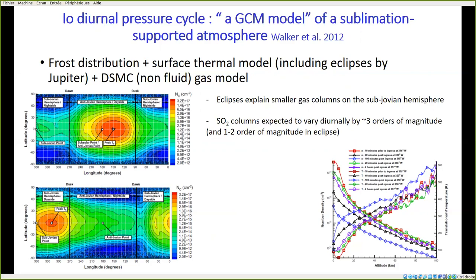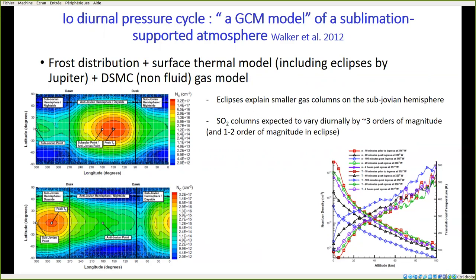So here are some model calculations for the SO2 column density as a function of location on Io and on local time. And you see that there are very large variations between the day side and the night side, typically 3 orders of magnitude. And this model also predicts that during eclipse, the SO2 columns are expected to drop by 1 or 2 orders of magnitude.